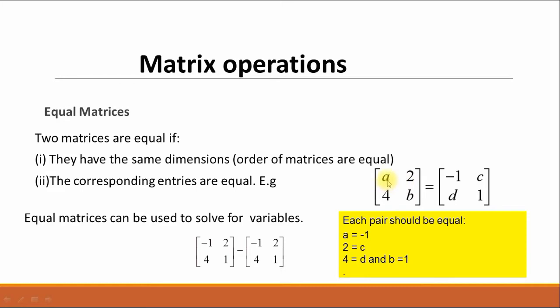For example, the value of A will be equal to -1, the value of C will be 2, the value of D will be 4, and the value of B will be 1. Since these two matrices are equal, by comparing we can compare the corresponding elements and then we can find the unknown variables.